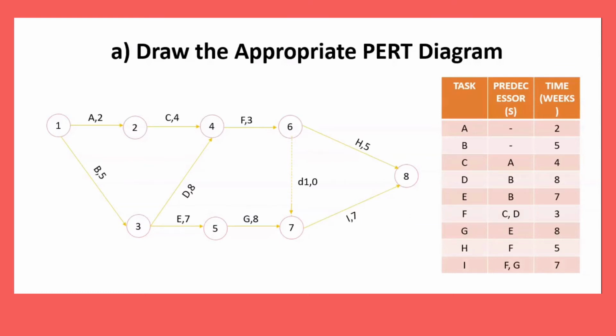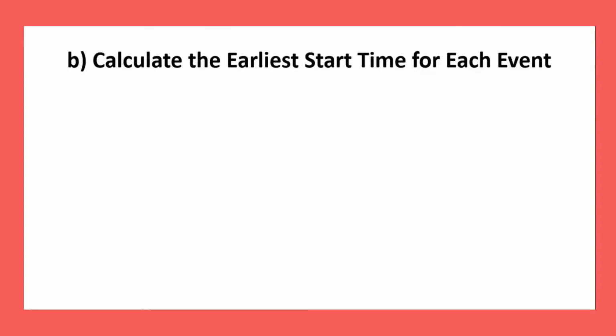And for the last one, we must complete the diagram. So we end H and I at node number 8. Question B: calculate the earliest start time for each event, known as EET. The first step is we just have to draw back the same PERT diagram as in question A.